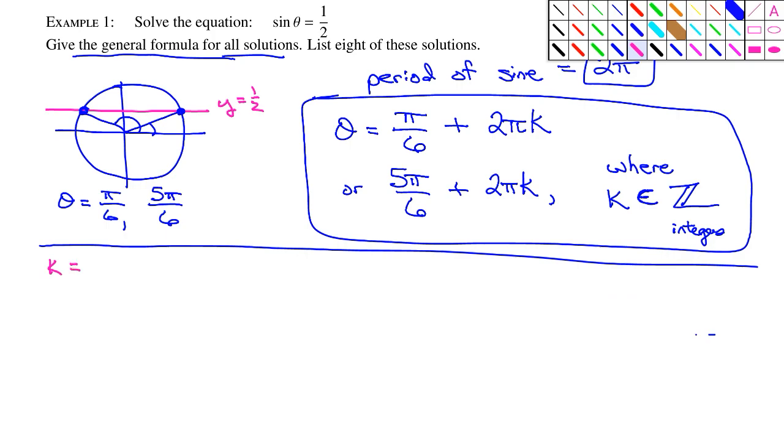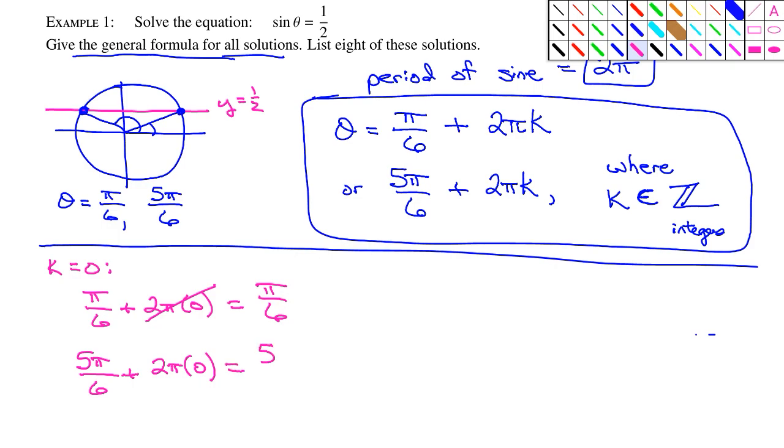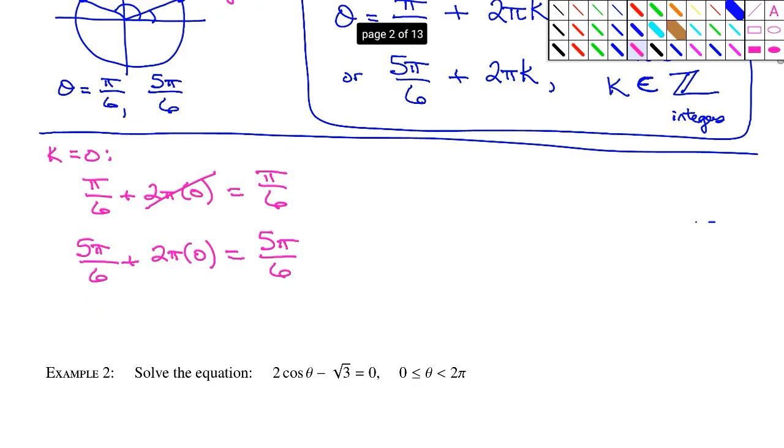So if k is equal to 0, 2 of the solutions that I get are pi over 6 plus 2 pi times 0. Well, the 0 wipes all that out, and I just get pi over 6. No surprise there. Same thing with 5 pi over 6: 5 pi over 6 plus 2 pi times 0 is equal to 5 pi over 6. I can do another one. Running out of space here a little bit. But how about k is equal to 1?